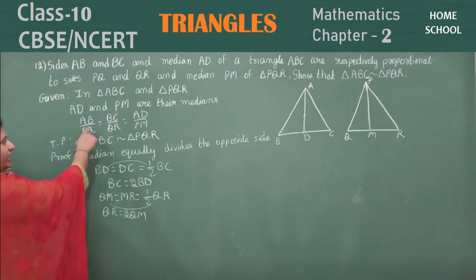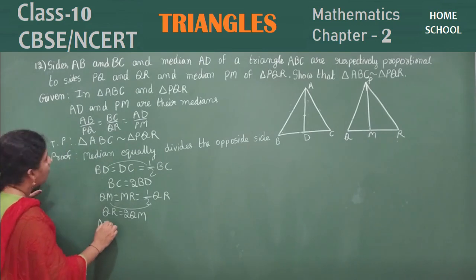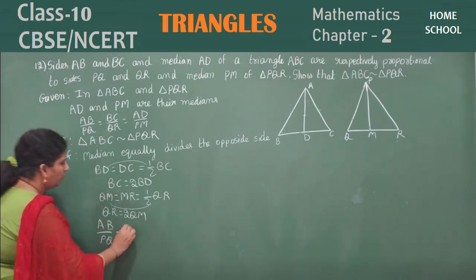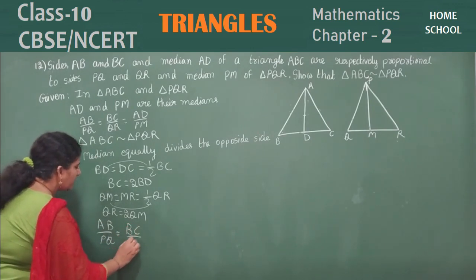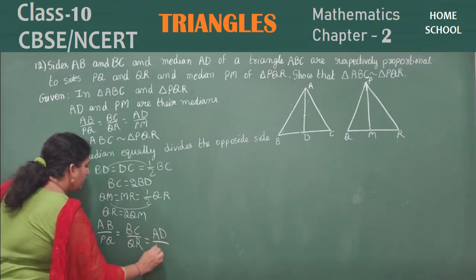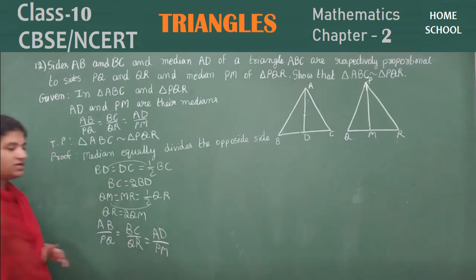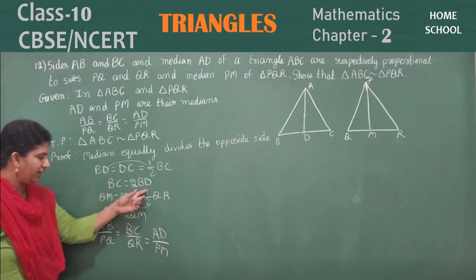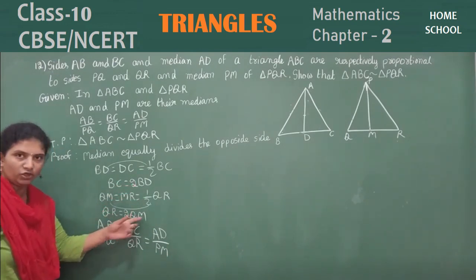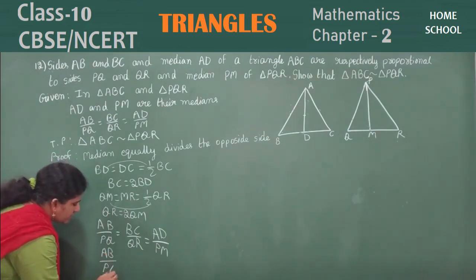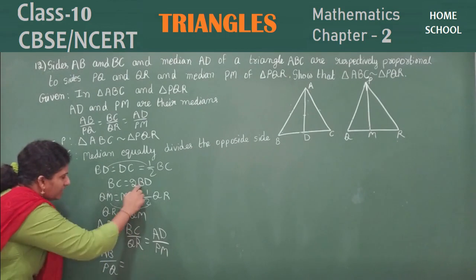Okay. Now take the given ratio here. What is that? AB by PQ is equal to BC by QR is equal to AD by PM. Now observe here, children, carefully. In place of BC, substitute 2BD. In place of QR, 2QM. So now AB by PQ is equal to, what is BC?